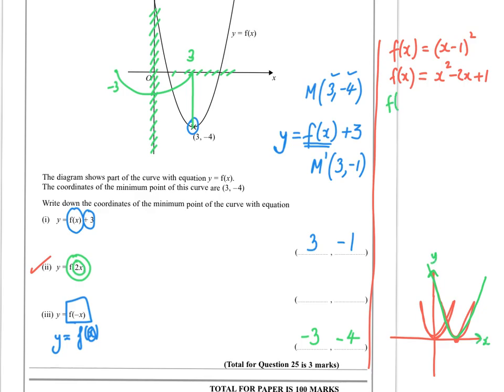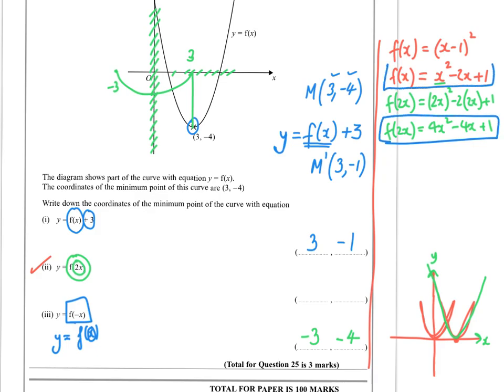But if I had f of 2x, let's see what happens here. Well, x becomes 2x now, so I'll have 2x squared minus 2 lots of 2x plus 1, and that will give me 4x squared minus 4x plus 1. So, how does that change what's happened in this situation? Well, if we compare this one here, and I'll draw boxes around them, f of 2x and f of x, in this case, the intercepts were unchanged, both at 1.